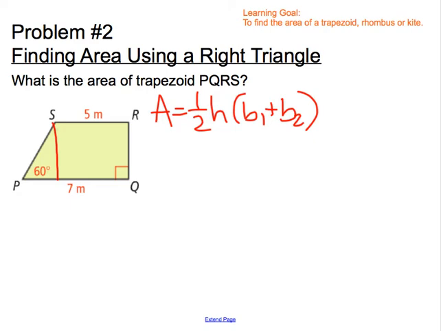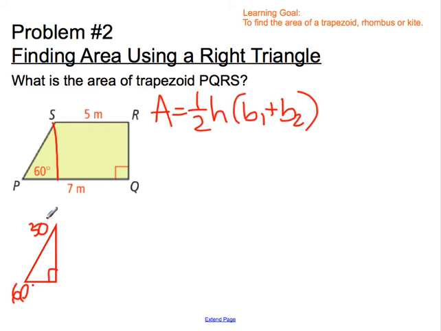And if you notice here, we have a right triangle. So let's go ahead and look at that triangle individually. We know that one of the angles is a 60-degree angle. We know that this bottom angle is a right angle, since this is the height of the trapezoid. So we know that this is a 30, 60, 90 right triangle.